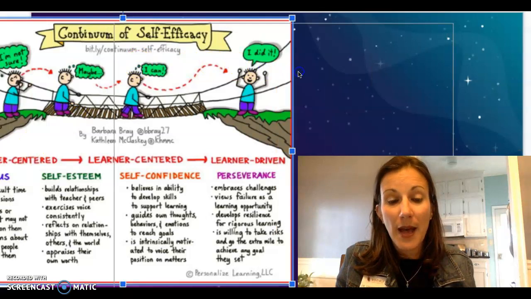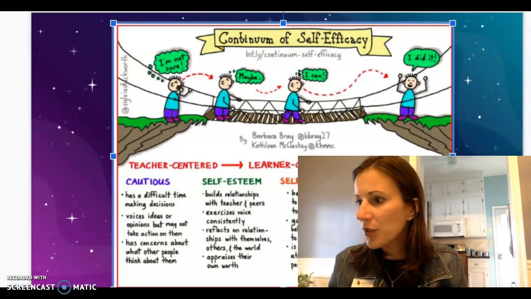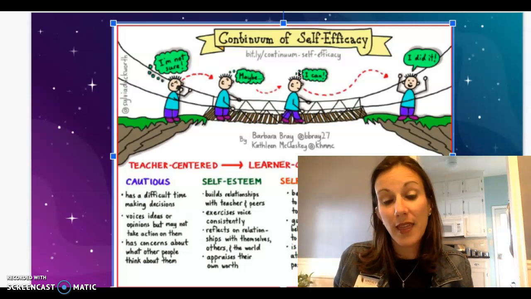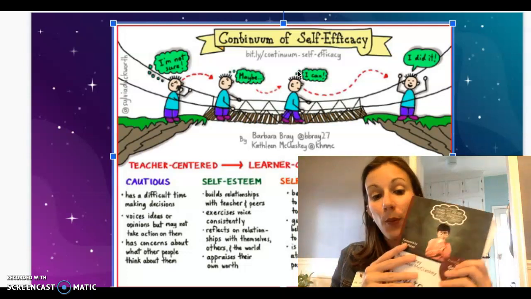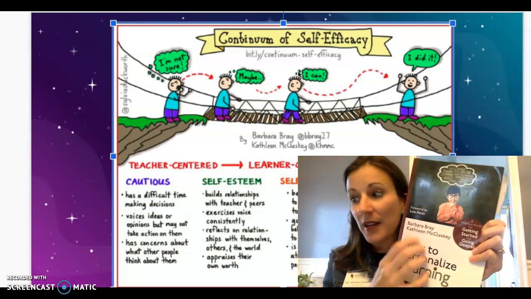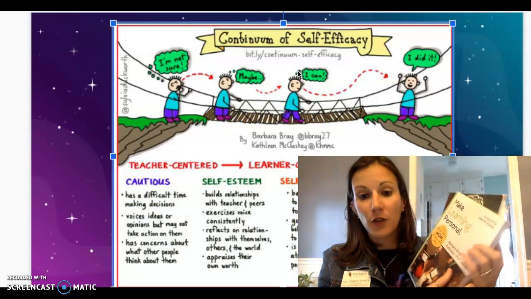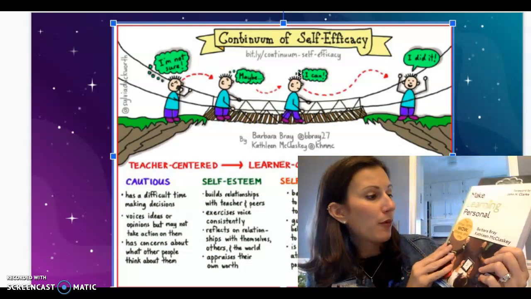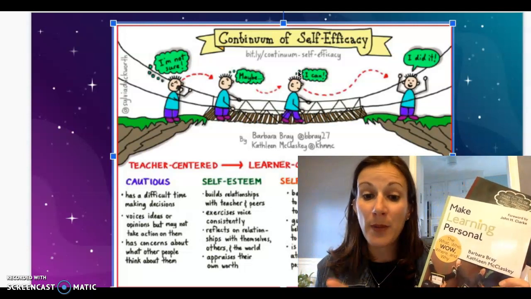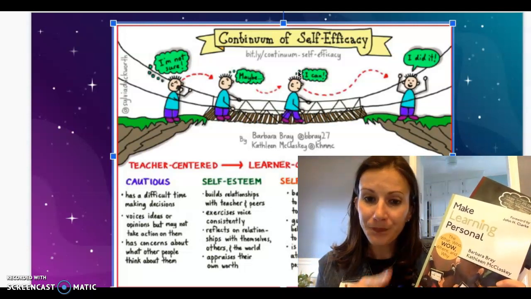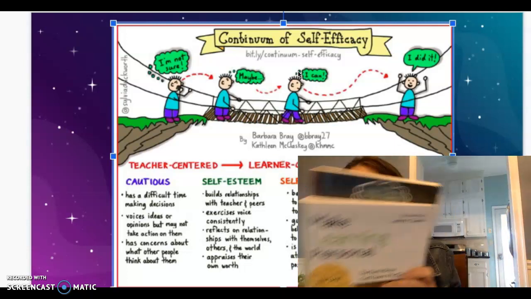Let's see if we can put this guy back. All right, before I say goodbye for the day, I want to show you just really quickly the books that I used, the research that I put together to inform this PowerPoint. We've got How to Personalize Learning, which was actually based on the book Make Learning Personal, and these are both written by Barbara Bray and Kathleen McClaskey. You may remember their names from the Continuum picture. Sylvia Duckworth drew them, but it was based on the work of these people.